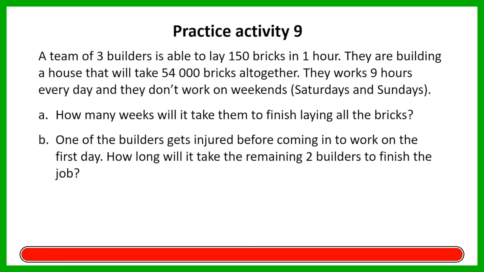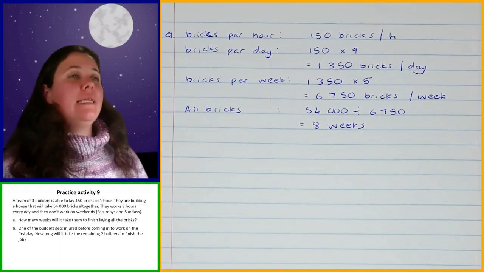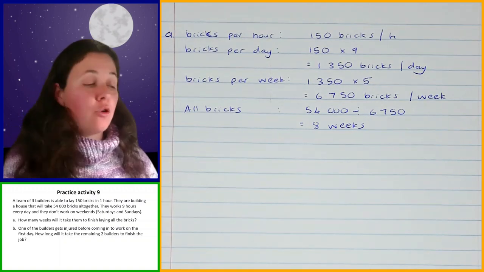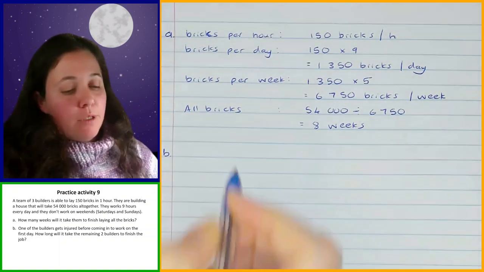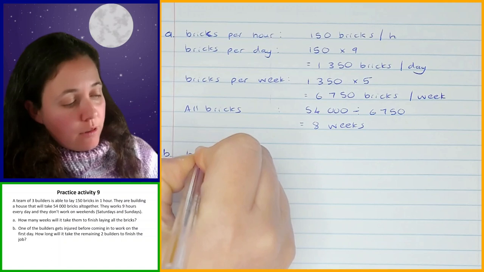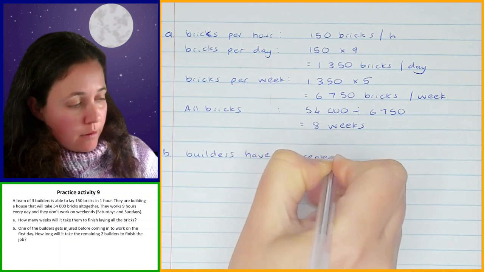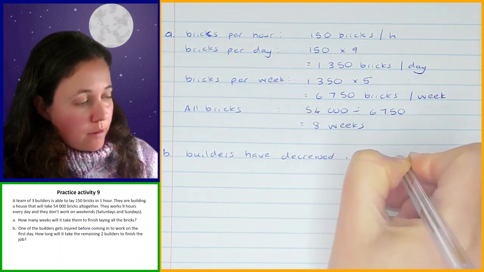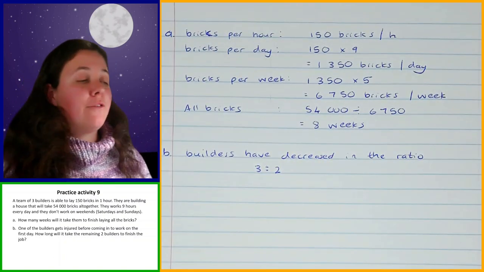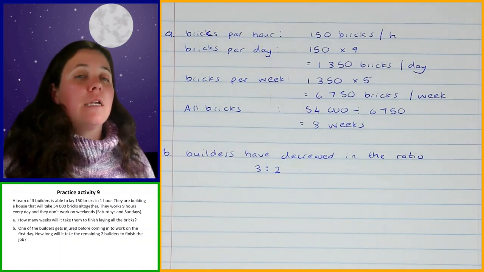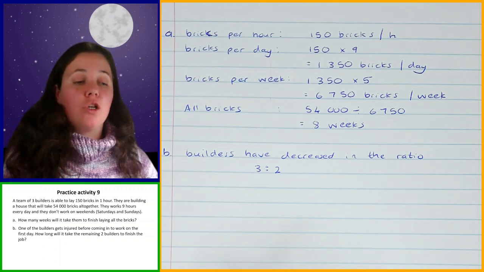Okay, you should hopefully be done with that. So let's go through question B. So in question B, as I said already, we know that the workforce has decreased from 3 builders down to 2 builders. So the builders have decreased in the ratio. They went from 3 down to 2. Okay, now that means that because there are fewer builders, it will now take longer to do the work.